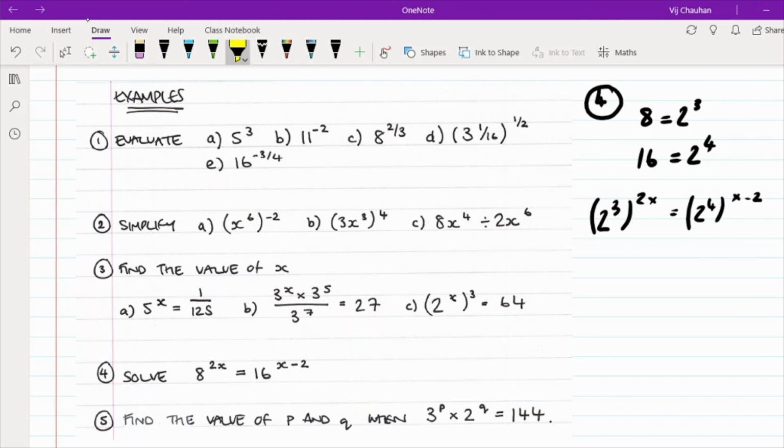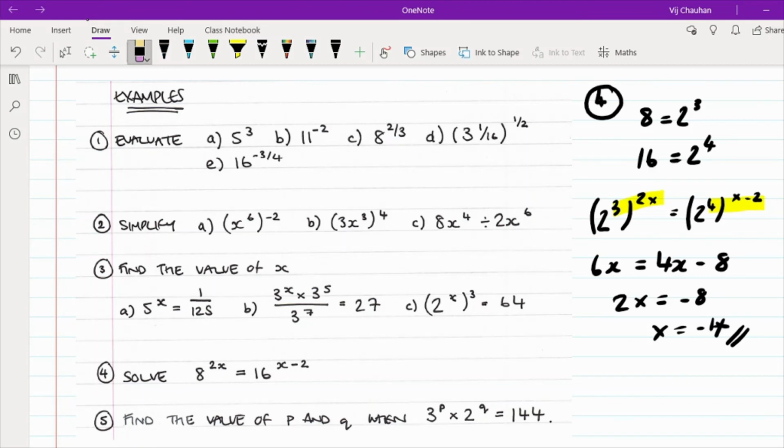I'm just going to deal with that and that, and because the base numbers are the same, the only thing that can differ is the powers. So what I end up with is 6x equals 4x minus 8. Solving this simple equation, I get 2x equals minus 8, so x equals minus 4. So again, the key thing to remember is to try and change the base numbers. Sometimes it might be easier, but sometimes you might need to change both rather than one.